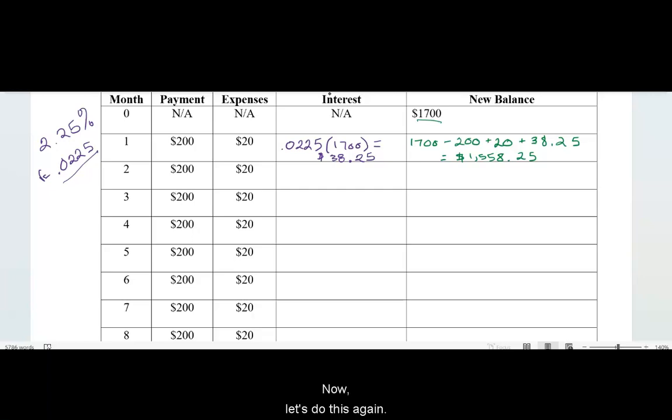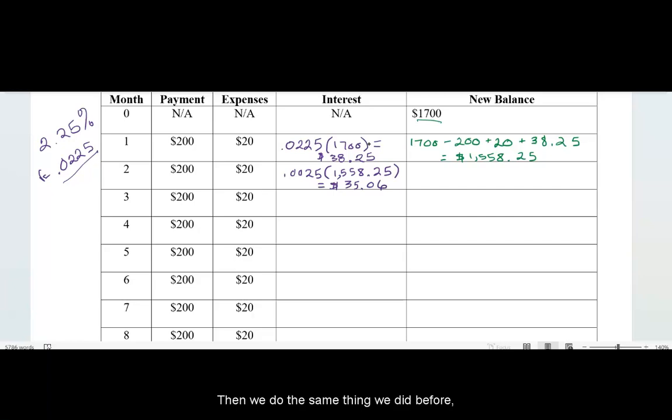Now let's do this again. Every time, the interest is the same. You're going to take the 0.0225, but this time it's times the new balance that you just found. So I'm going to put that in our problem here. There's the new balance. Multiply that out, and we get the next month's interest. We should see $35.06 when we round to the nearest penny.